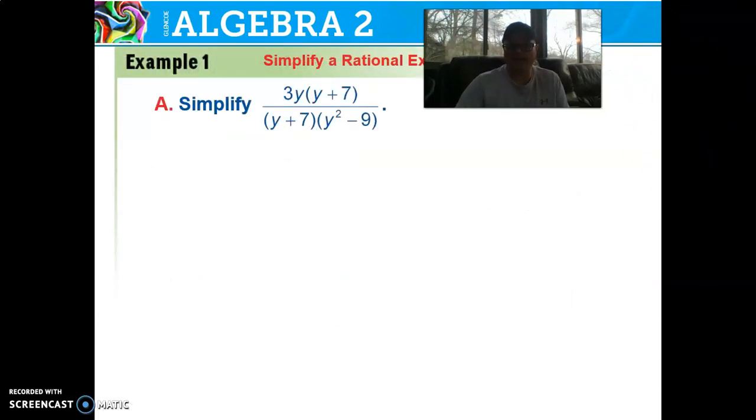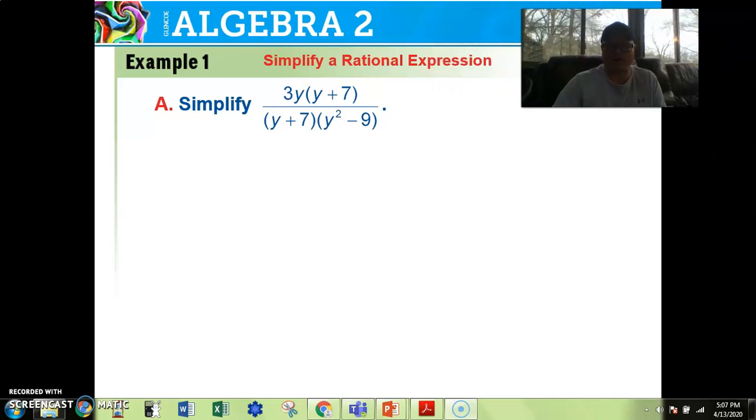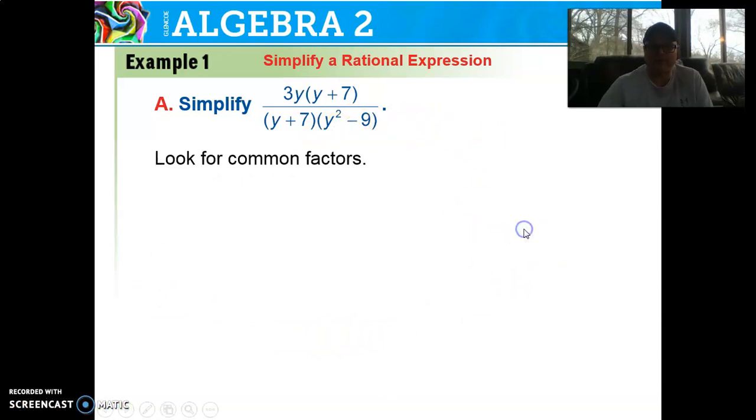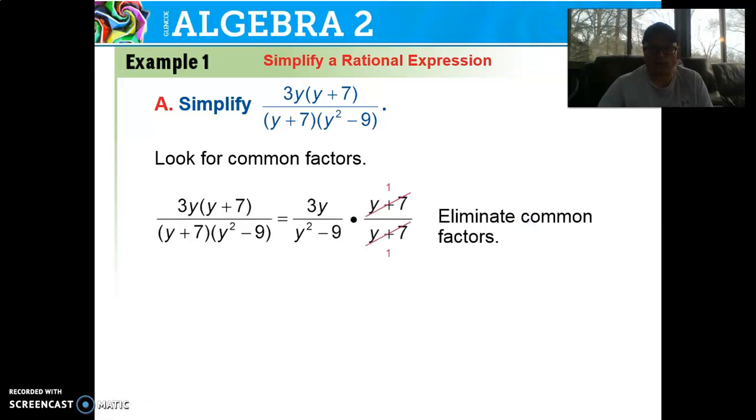So here is our first example. We're going to talk about simplifying this rational expression. You can see it's already factored. Well, not factored completely because we could factor further the y squared minus 9, but what you can look for is any common factor. Since it's all multiplication with factoring, you can pull out the common factor of y plus 7 and eliminate those by dividing them to 1, giving you 3y over y squared minus 9.